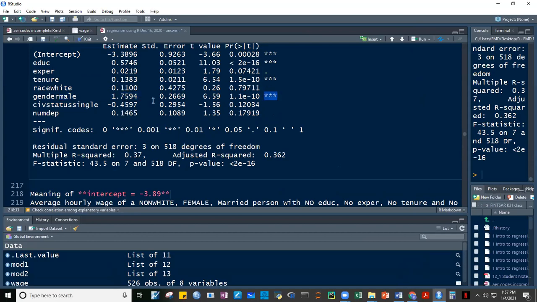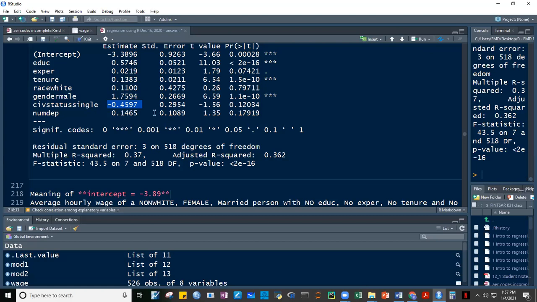1.76. Male employees tend to receive, on the average, $1.76 per hour more than their female counterparts. And then civil status single, kung significant yan, hindi nga lang significant, pero single employees tend to receive $4.46 less than their married counterparts. Bakit less? Kasi negative ito. So that's how we interpret our factors. It's always interpreted in relation to your benchmark.